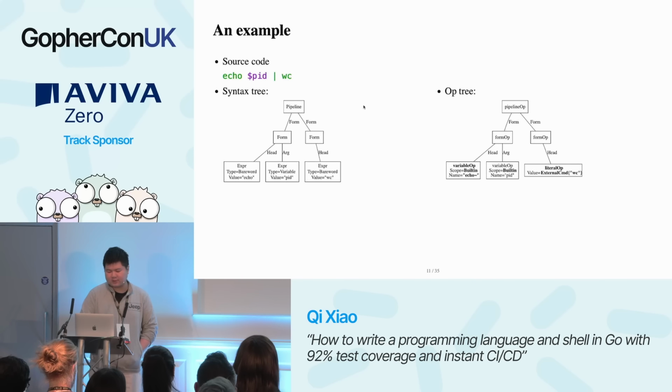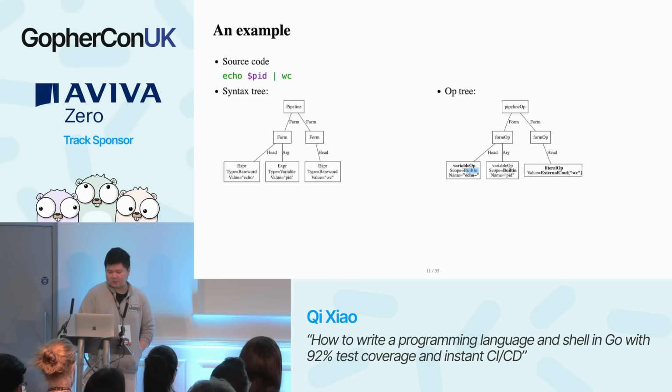And the syntax tree gets turned into the op tree, which you can see pretty much mirrors the same structure of the syntax tree, except that it does come with a little bit of new information. So for instance, here it's able to recognize that the echo command is actually a built-in command. So it has annotated this with scope information.